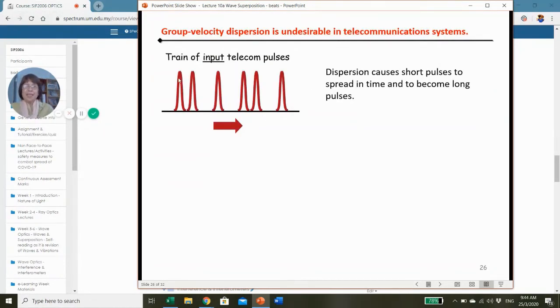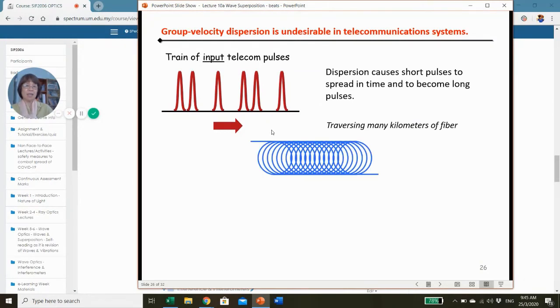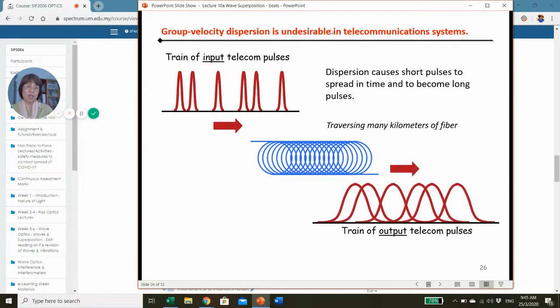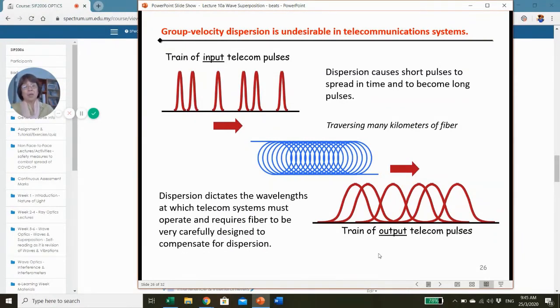Now let's look at this. Let's say we have a train of narrow pulses in telecommunication. Because of dispersion, these short pulses are going to spread as they propagate, and they become long pulses. And you know that in telecommunication, we want these pulses to travel many, many kilometers in fiber. So after traveling that, you see each one of these has broadened. Look at the shape, you could hardly tell one from the other in the end. In other words, dispersion will dictate the wavelengths at which telecommunication systems can operate. And it will also require the fiber to be carefully designed to compensate for dispersion.